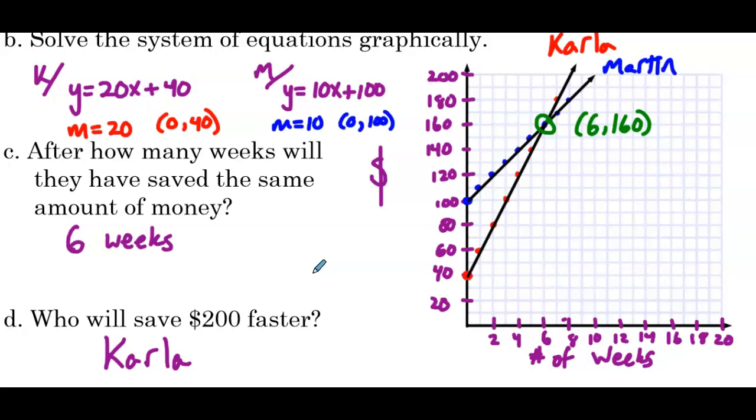Now, another thing to talk about, why we only graphed the first quadrant, right? Positive x and positive y. Hopefully we all understand that the other parts of the graph wouldn't make sense. It wouldn't make sense to talk about a negative number of weeks, and we're not going to have a negative number of dollars. That wouldn't make sense either based on this word problem.